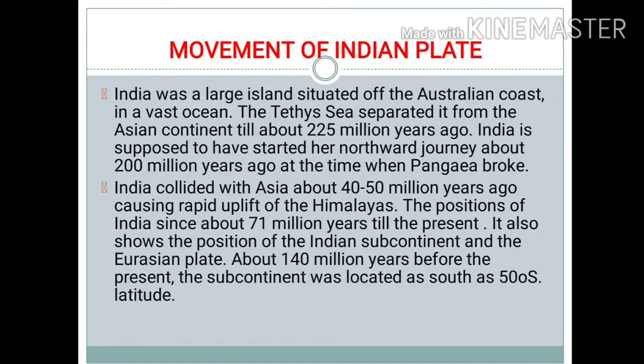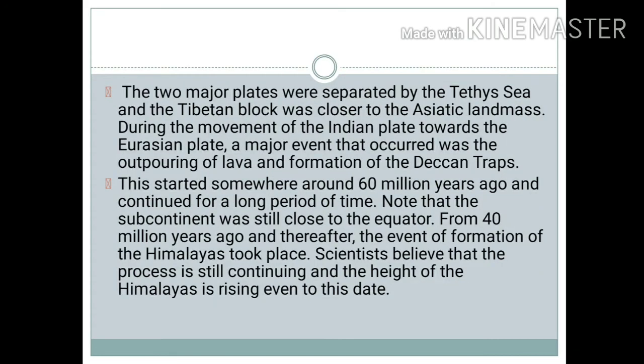It started its northward journey about 200 million years ago when Pangaea broke down, and the Tethys Sea separated it from the Australian coast. India started its northward journey and collided with the Asian continent, leading to the uplift of the Himalayas. About 140 million years before the present, the Indian subcontinent was located as far south as 50 degrees south latitude. The two major plates were separated by the Tethys Sea, and the Tibetan block was closer to the Asiatic landmass.